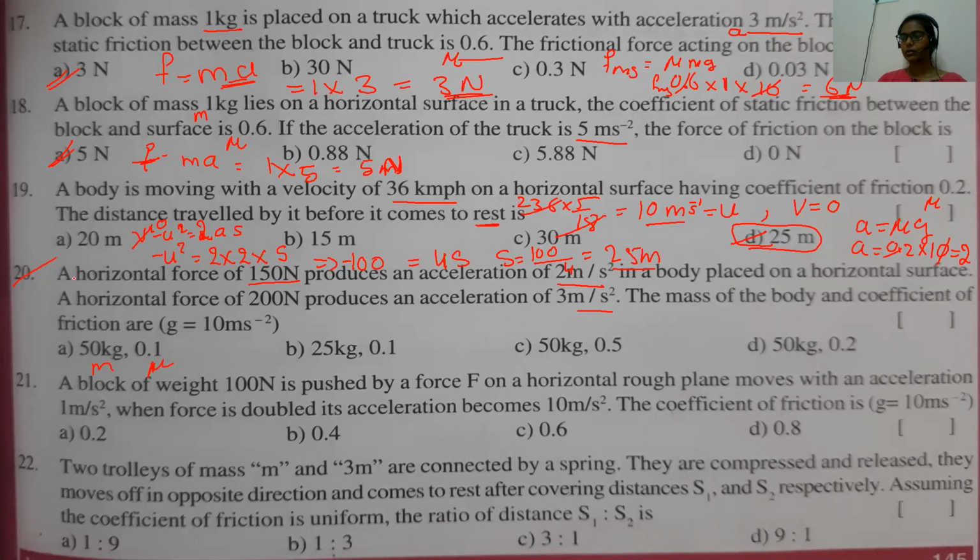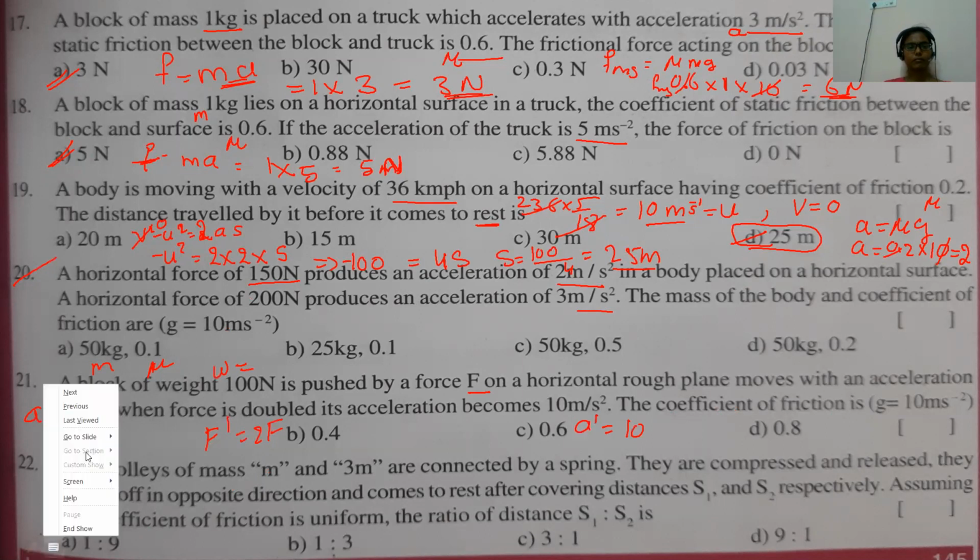Let us calculate the 21st question. See again, a block of weight 100 newtons is pushed by a force F. Weight is given, not mass. Weight of the block is given and force is given. On the horizontal rough plane surface, it moves with an acceleration of 1 meter per second squared, and when the force is doubled, the acceleration becomes a prime, 10 meters per second squared. Then the coefficient of friction is what we need to calculate. We will take one slide.